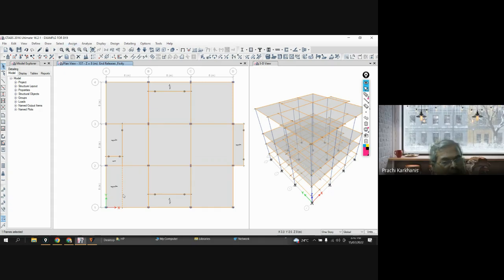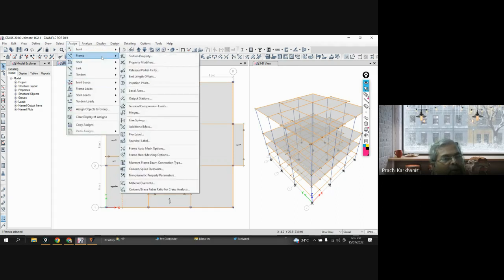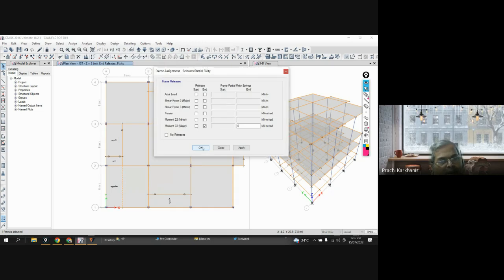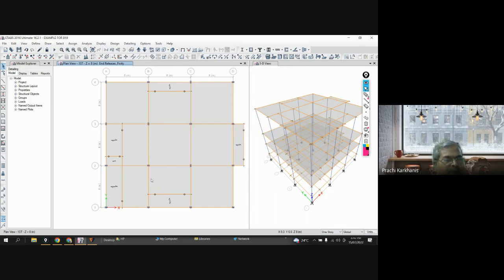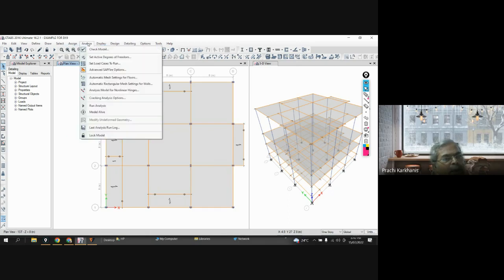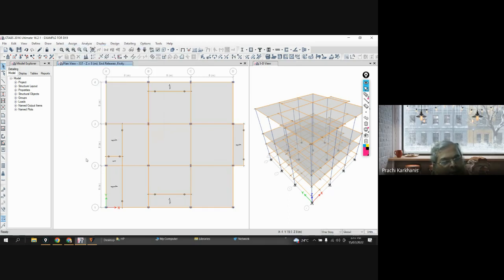So I will release the moment at the I end over this. Go to this, go to Frame, Release, and release the I end. Don't release the J end. Okay, so this is what I have done, and that has been carried out only at the first slab or first floor slab. So we'll go and ask it to analyze. So we will run the analysis, and the analysis will be carried out.